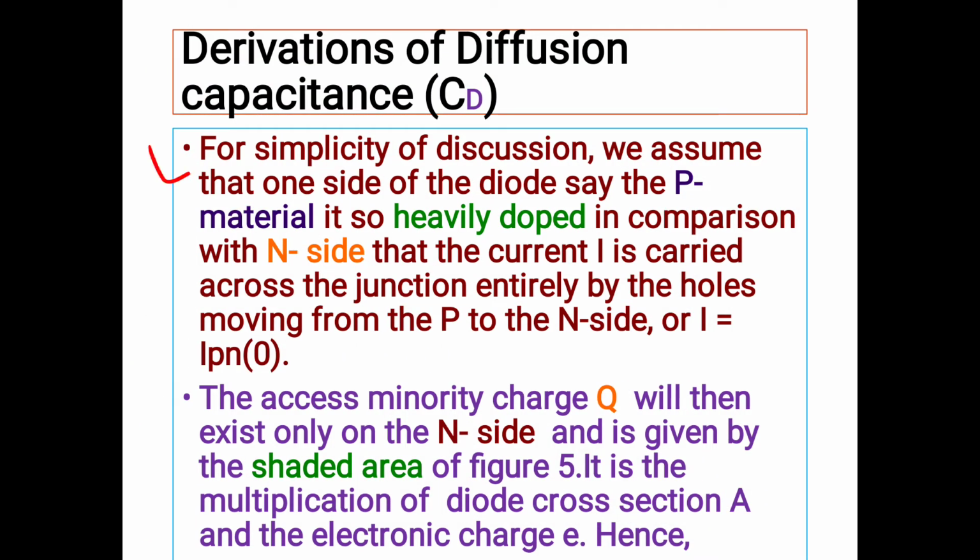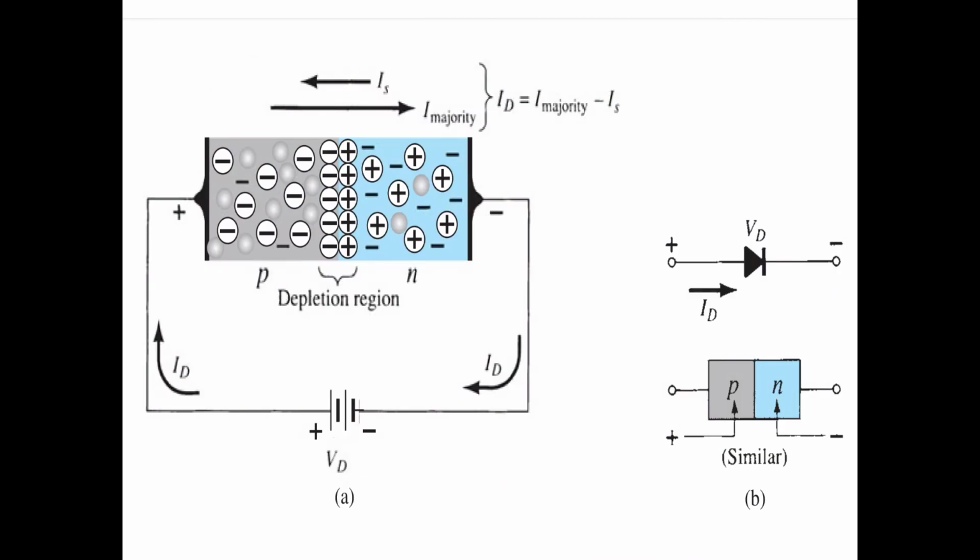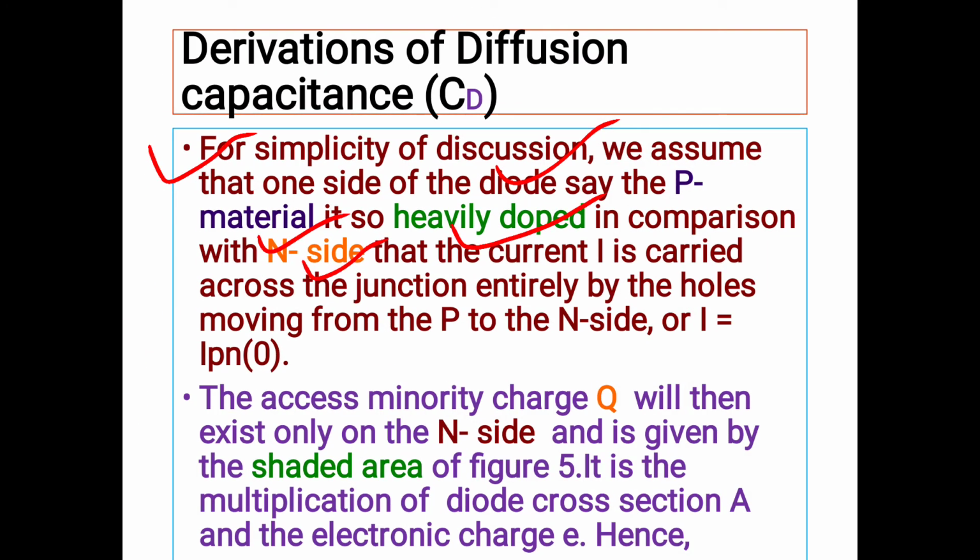For simplicity of the discussion, we have assumed that one side of the diode, say the P material, is so much more heavily doped in comparison to the N side. So this is our P material and this is our N material, and we are assuming that the P material is too heavily doped in comparison to the N material, so that the total current carried across the junction is entirely by the holes which are moving from the P side to the N side.